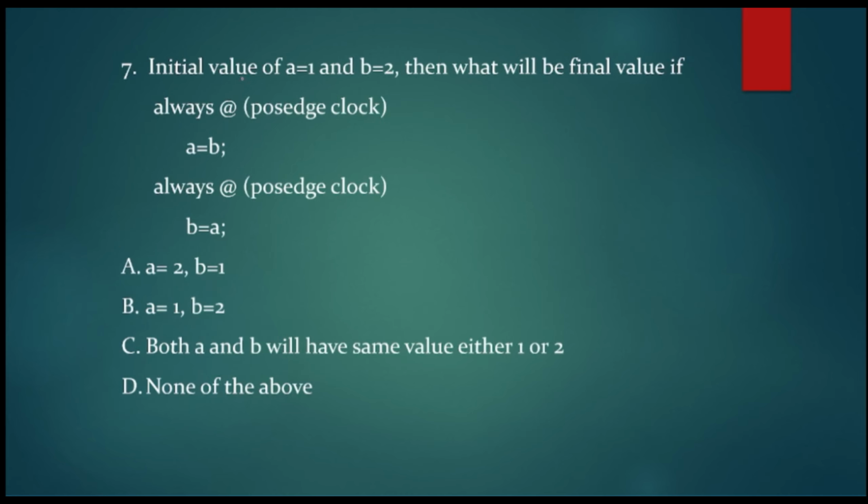So here again is one more program. Initial value of a equal to 1 and b equal to 2. Then what will be the final value? If always at the rate of the clock a equal to b, always at the rate of the clock b equal to a.